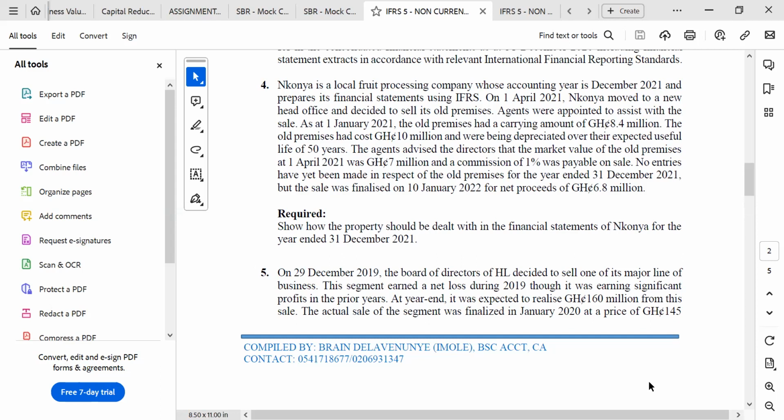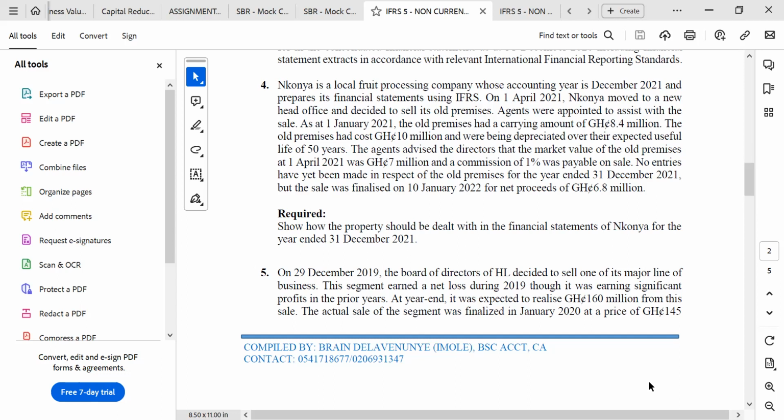But the sale was finalized, or finalised. It depends on the teacher who taught you. Some of them will say finalized, some will say finalised. Anyhow, it's the same. On 10th January 2022 for net proceeds of 6.8 million. For net proceeds of 6.8 million.